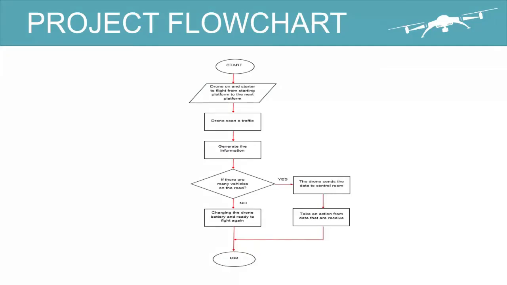Okay, next is the project flowchart. First it is the start, and then the drone starts to fly from the starting platform to the next platform. Then the drone scans the traffic, and next it generates the information. After that, it checks if there are many vehicles on the road. If yes, the drone sends the data to the control room, and then action is taken from the data that is received. If not, the drone battery is charged and it is ready to fly again.